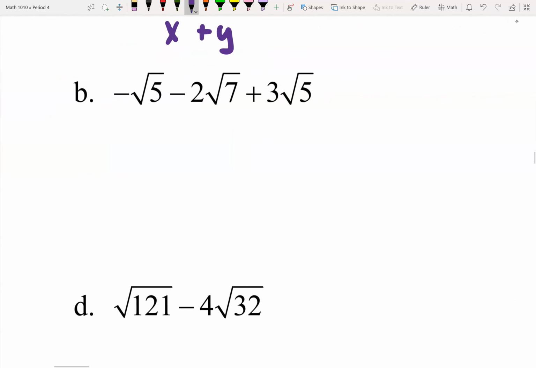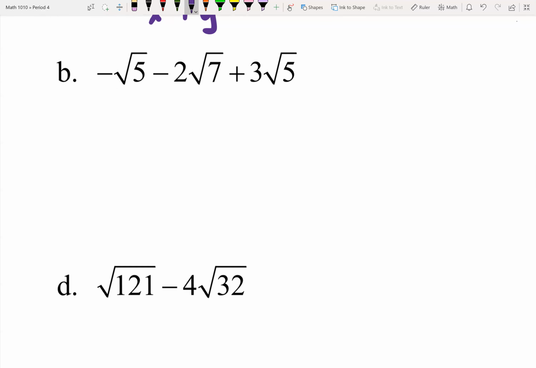Okay, here's question B. Everybody in the room shout this out. You are participating so much more than my other class did, so thank you. And I think it's just going to help this go so much smoother.